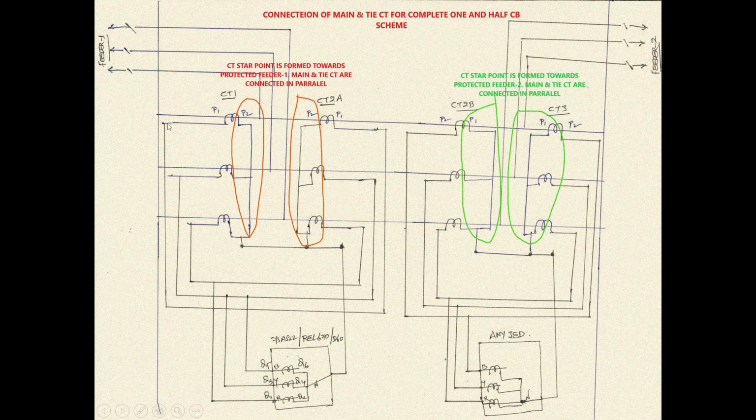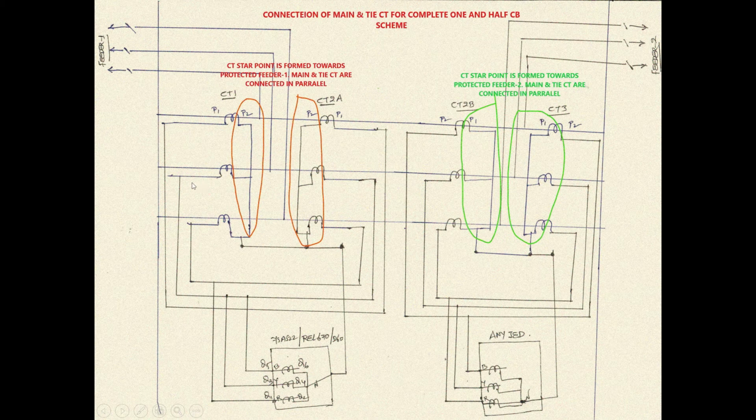R phase of main CT is connected with the R phase of the tie CT. The external terminals are connected together. So R phase of main CT is connected with R phase of tie CT. Basically this is to be connected from here, R phase, and this is Y phase, and this is to be connected to here. So your R phase of CT1 is connected with R phase of CT2A, and then it is going to your relay coils, R phase coil.